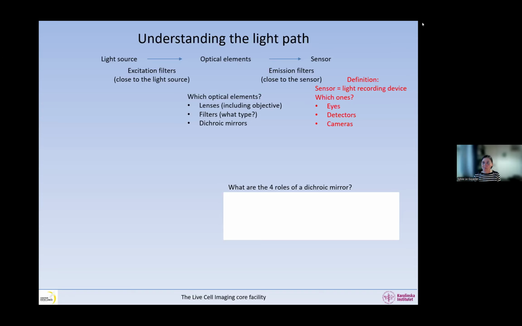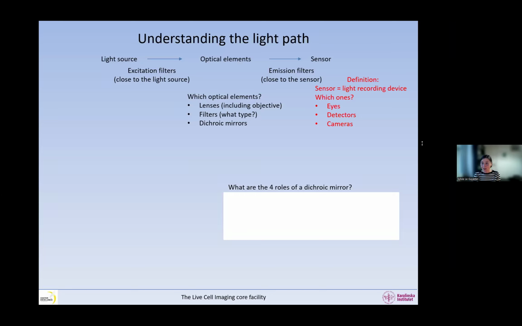Anything else? That the dichroic mirror prevents the excitation light from coming back to the sensor. It prevents the excitation light from going to the sensor. Very good. So we have 2 of them. It allows the emission light to go from the sample to the sensor. It sends the emission light to the sensor. So now we have 3.